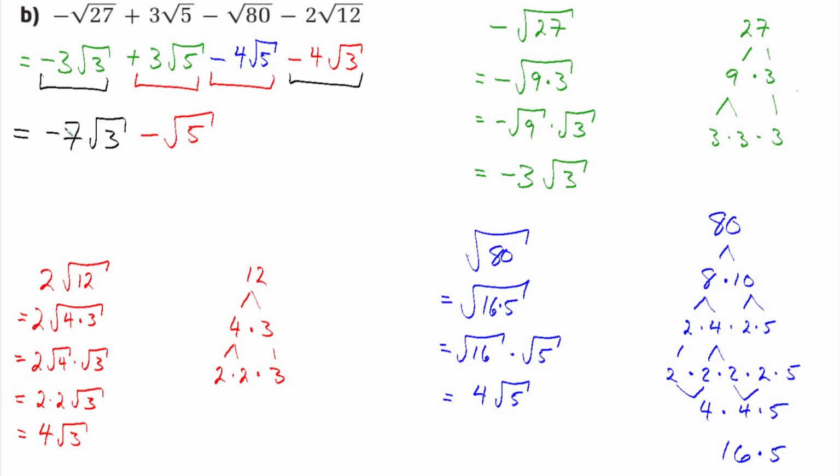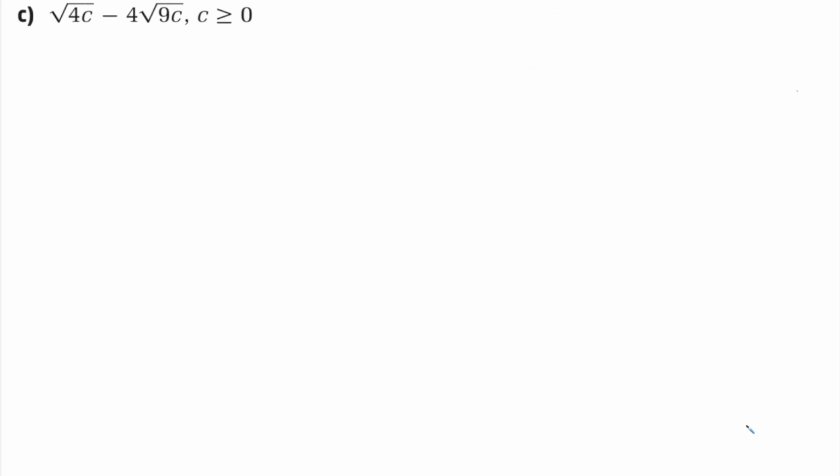Or if negative 7 root 3, sorry, minus root 5. Or if you had preferred, you could write it as minus root 5 minus 7 root 3. That would be equivalent. Okay. So that is that. And one more, because why not?